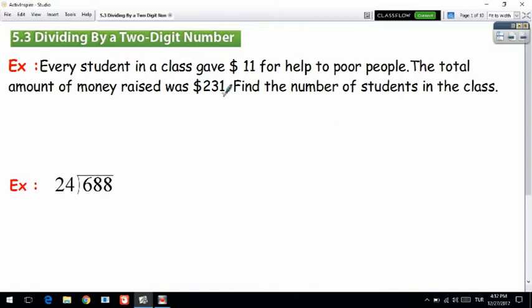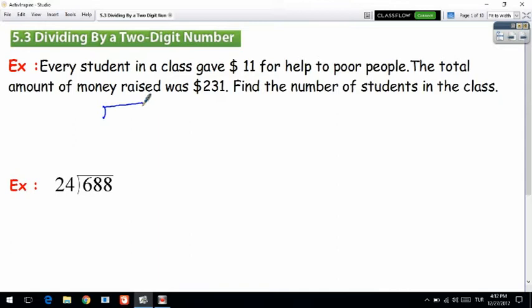So now let's find the number of students. How can I find it? We have three things. First, $11. Second, $231. Then the number of students. Everyone, which operation do we do? Division. Okay, why do we do division here? Because we share, right? Yes. Because if you share something, you divide. First of all, let's do this one.